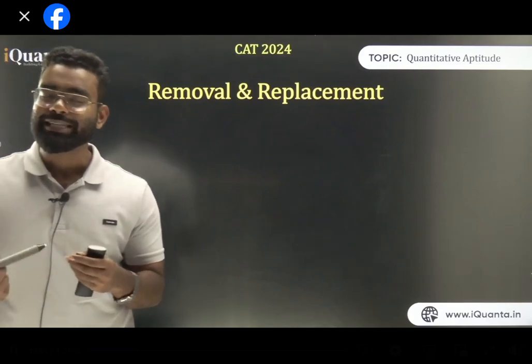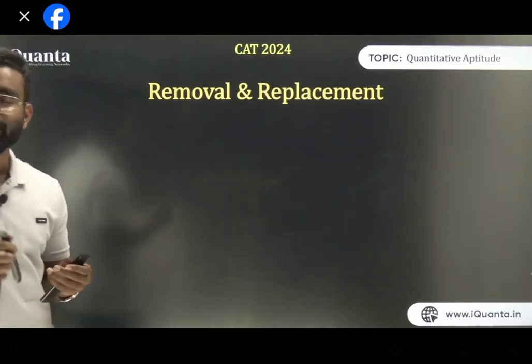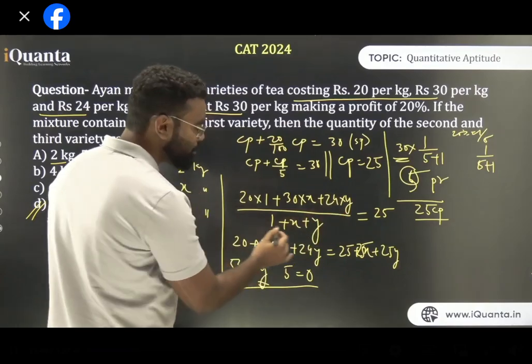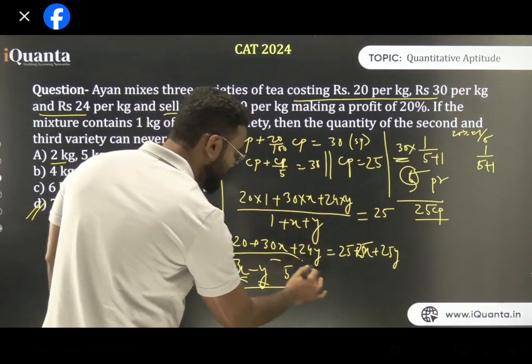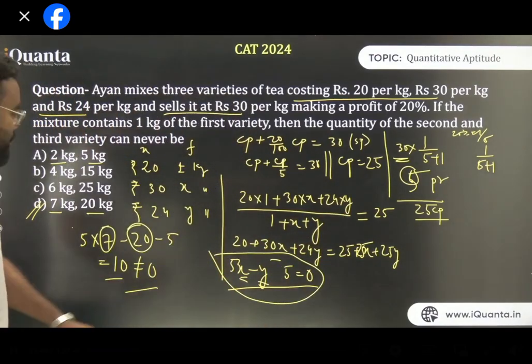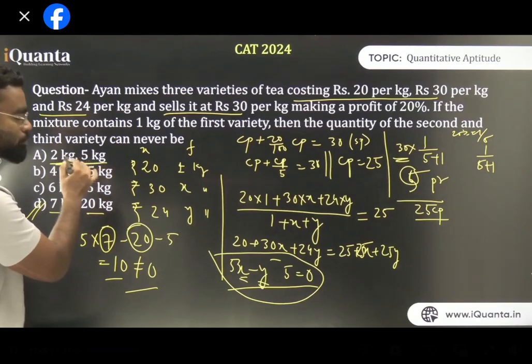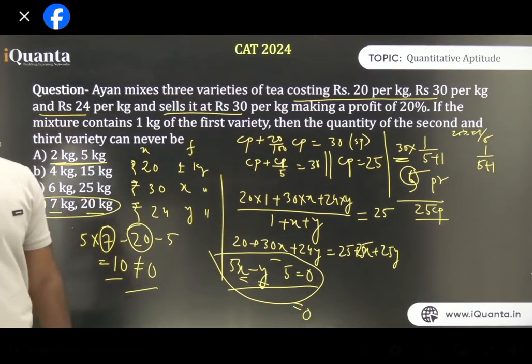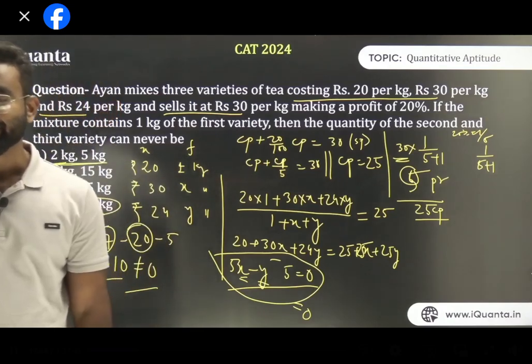We have taught you these things in the first class, the arithmetic class. So 20 into 1, 30x plus 24y upon this is 25. If you solve it, you'll get 5x minus y minus 5 is 0. Now you have to put the values. You can put this value also, and you can see if you put this value, this will become 0. So only in this D case, this is equal to 10, not equal to 0. So hence the answer is this.